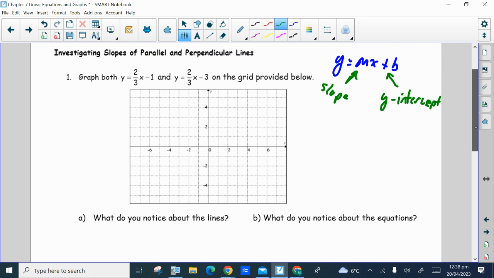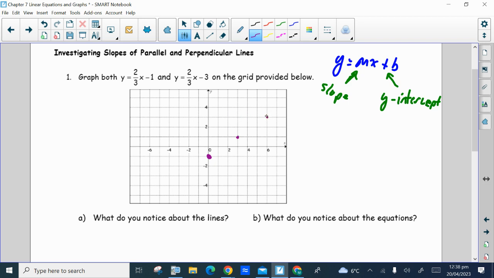And both of these lines are in slope-intercept form. They're in y equals mx plus b. You have positive y by itself. The y-intercept of the first line is -1. The slope is 2/3. So we start at the y-intercept, -1. Remember, that's where the graph crosses the y-axis. And then from there, you can rise 2 and run 3. Rise 2 and run 3.